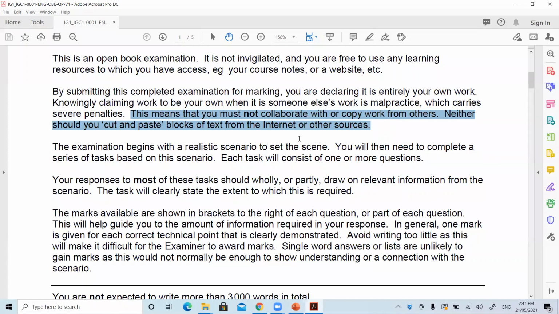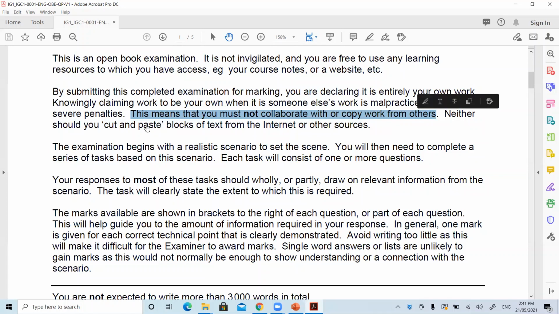They have a software in which they will put in all the answer sheets, and it will scan the number of words that are matching each other. If matching is more than 15%, they will further investigate it, and you might be considered to have committed malpractice. So this means that you must not collaborate or copy work from others.